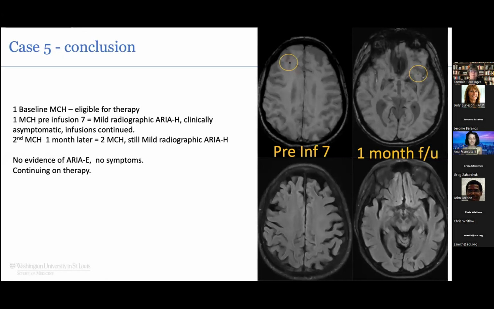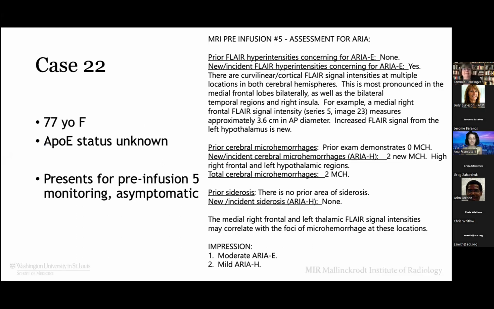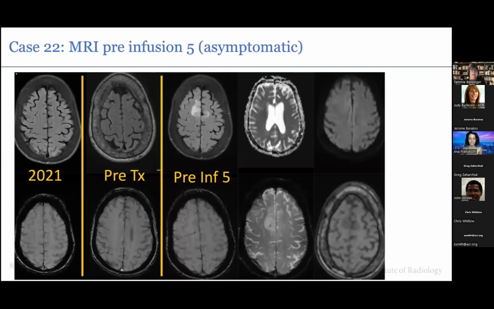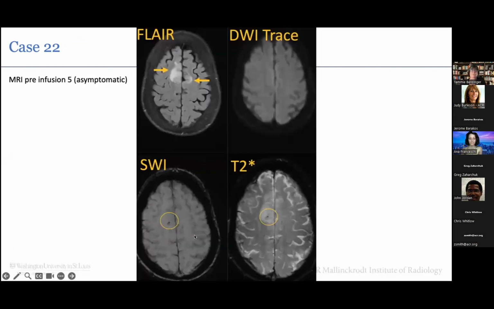And so she did go back to being on therapy once the nausea and vomiting had resolved and is doing well. Okay, last case is a 77-year-old. She was also coming in for some asymptomatic monitoring. And what you can see here, pre-infusion 5 on FLAIR, bilateral frontal lobe edema without diffusion restriction, but does have associated with it a microhemorrhage.